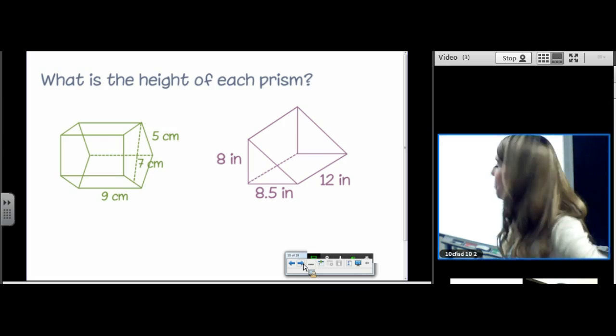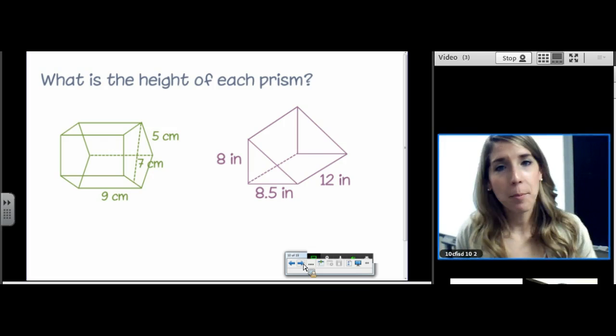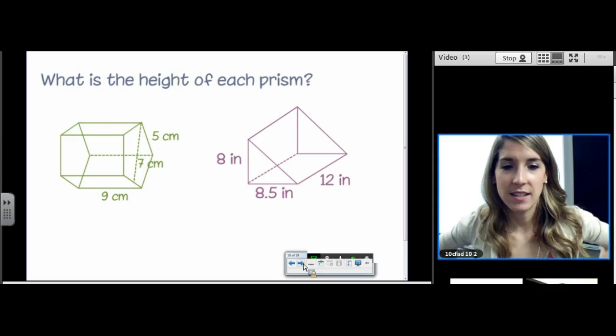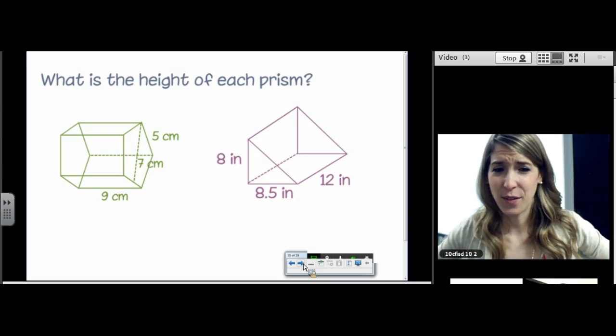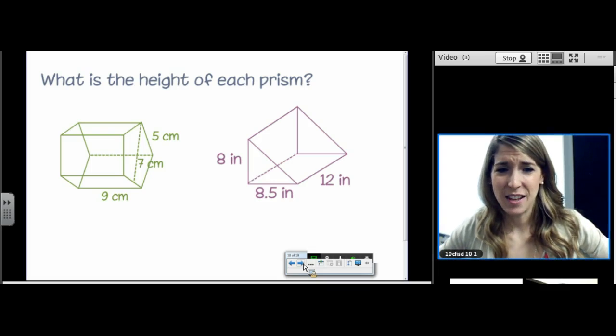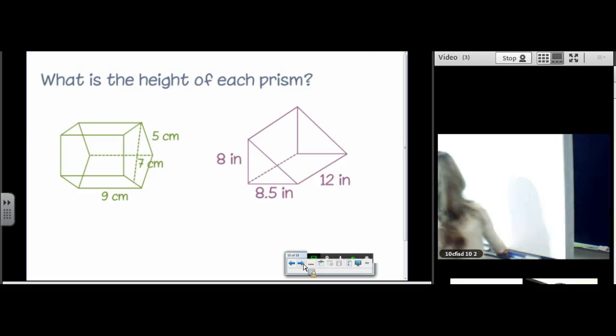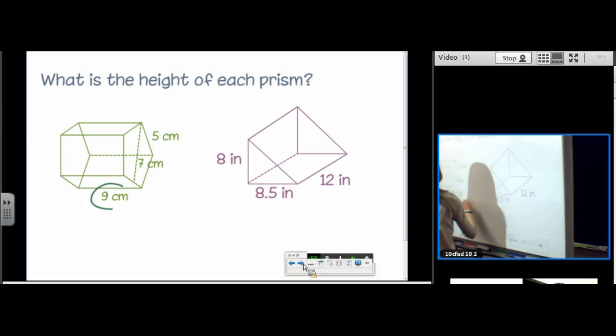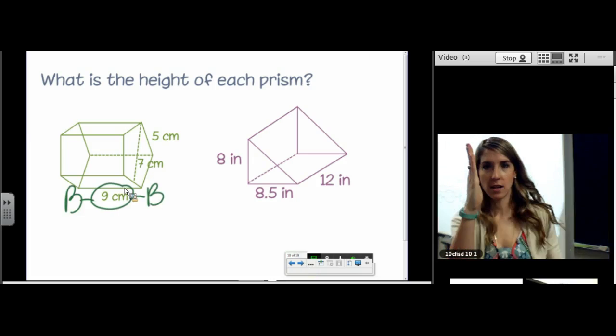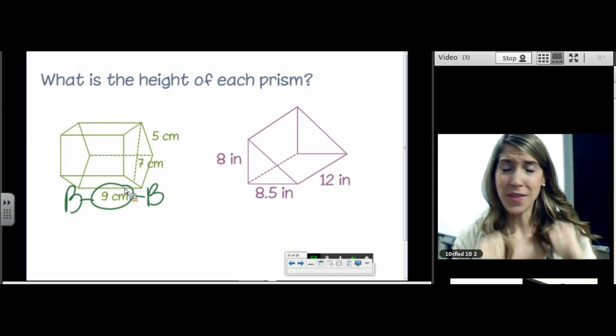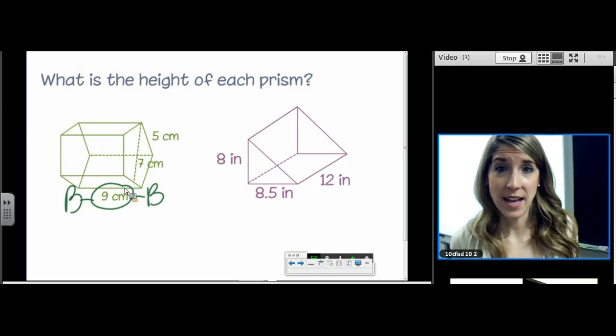Good. Some people would say 7, but the height of that prism is not 7. 7's the distance from the base to the vertice of the pentagon, but oh my goodness, no, it's not the height of the prism. So the height of the prism is whatever connects the base to the base. See how 9 connects pentagon to pentagon. The height is not always going up and down.